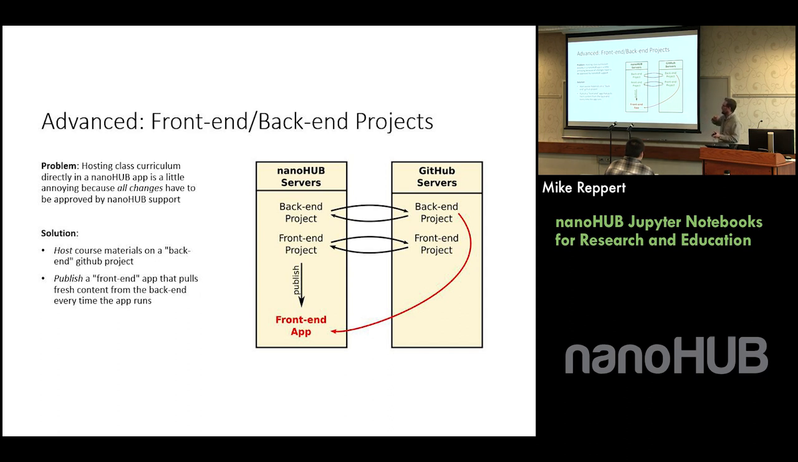We have found a way to get around this, which is that you have sort of a front end to your project, which is the thing that gets published, and then a back end, another GitHub project, where the front end project pulls material from the back end project every time. So you can update the back end project as much as you want, and every time the front end project loads, it'll pull that material so that you've got up-to-date content on your site.